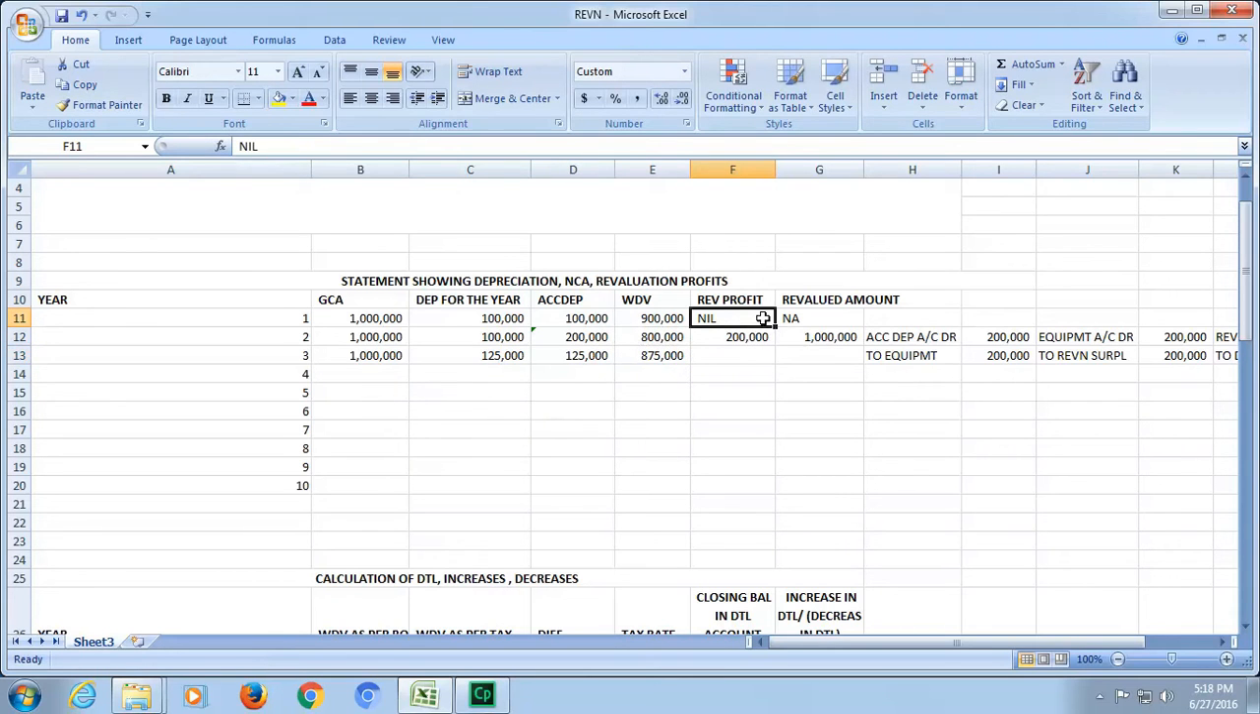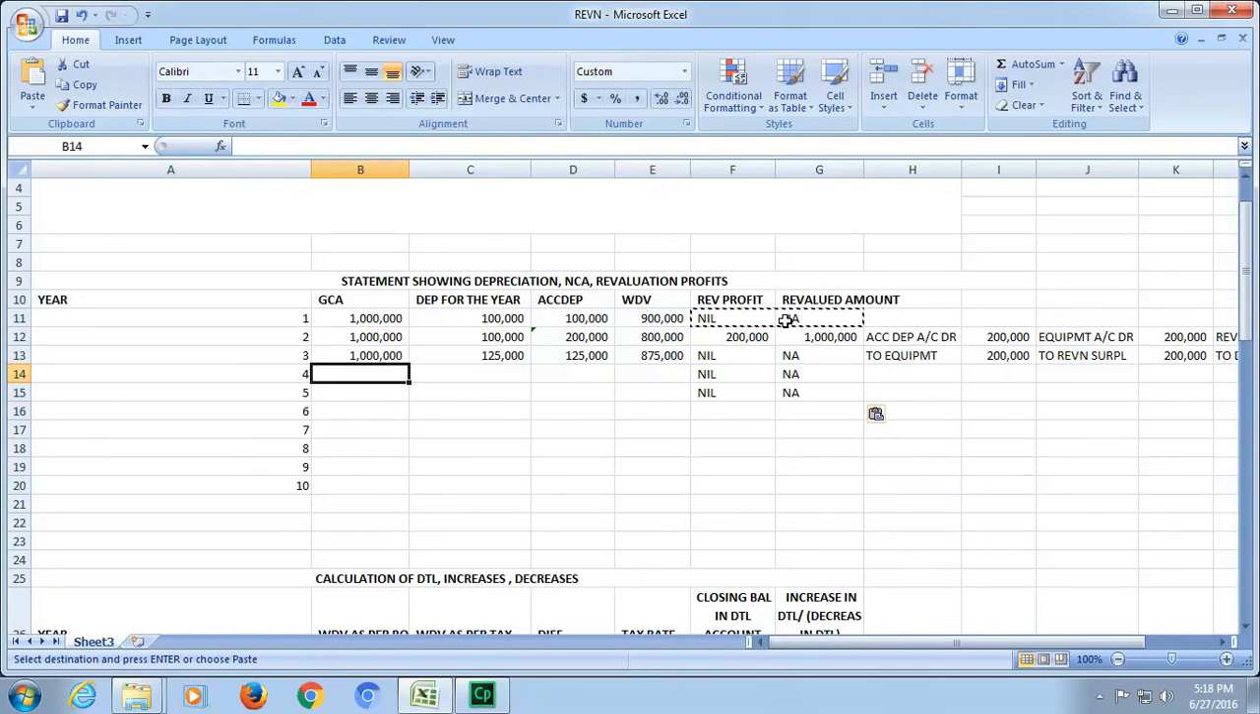Revaluation profit and revalued amount for the third year are nil. There is no revaluation profit or revalued amount. Actually up to 6th year we don't have this problem, hence we can copy it safely here, because again in 6th year we have revaluation.